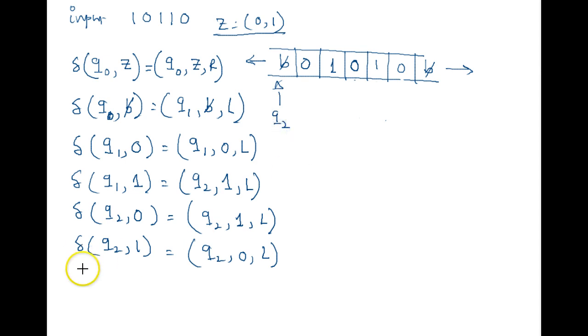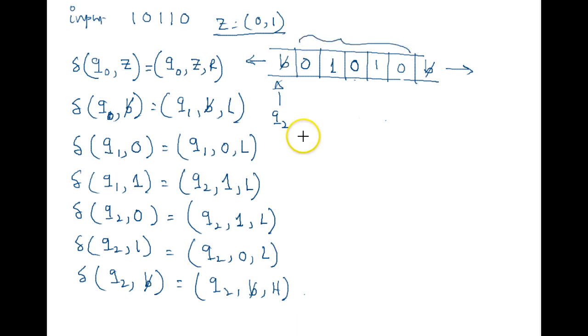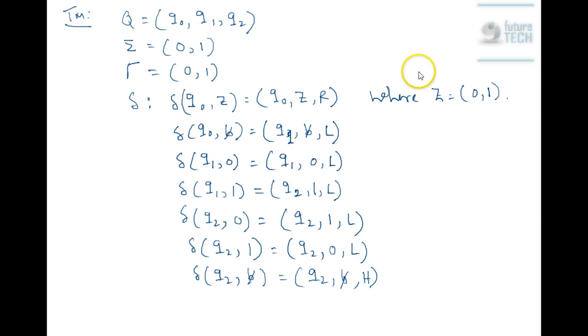Now in Q2 if you encounter a blank space, then the machine should halt. In Q2 we halt. That means everything is done. So here is the 2's complement of the input binary string. So here is the final Turing machine for the purpose of converting a binary string to its 2's complement. So in the next lecture I will give you some more examples. Thank you very much.